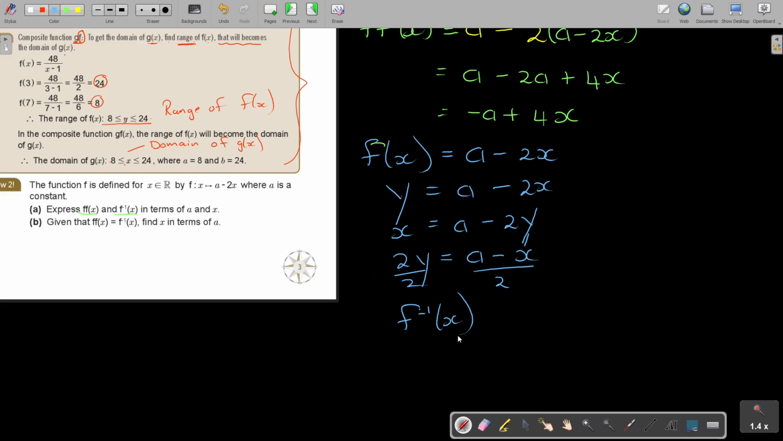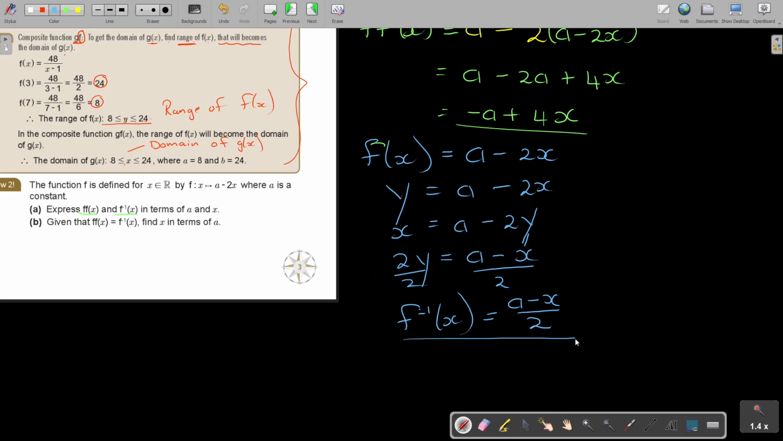Don't forget to write your inverse notation. And it's going to be (a minus x) over 2. And that is the two questions in A. That's what they want. Okay. Now they say that this is equal to this. And now they want to find x in terms of a.